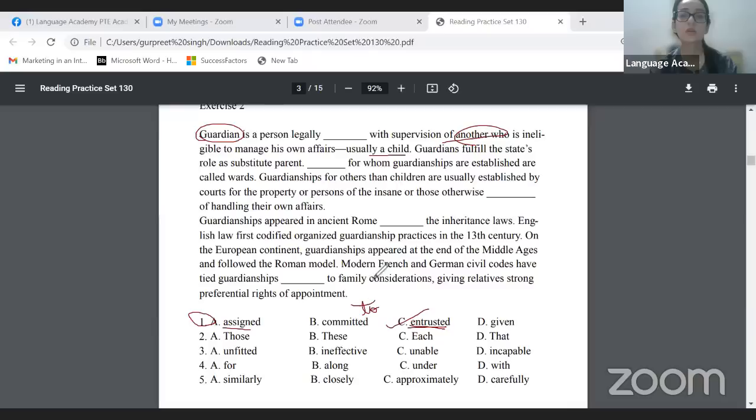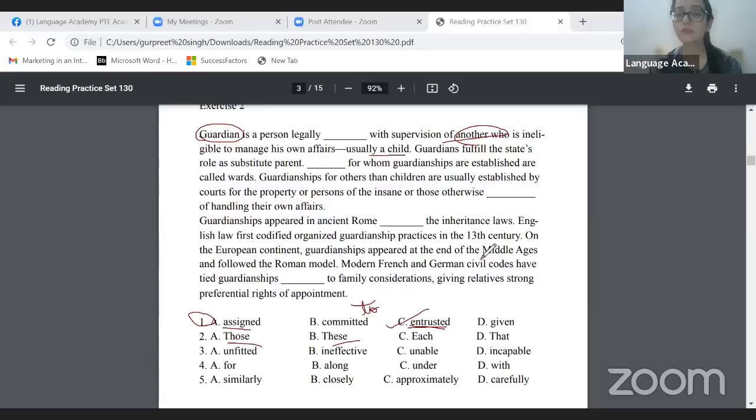Guardians fulfill the state's role as substitute parent. Dash for whom guardianships are established are called wards. So here we have those or these. What is the difference? We have already done this number of times. These means when you are referring to someone you have already talked about in the previous sentences. So if you say these, those who have written these, tell me who are those people.